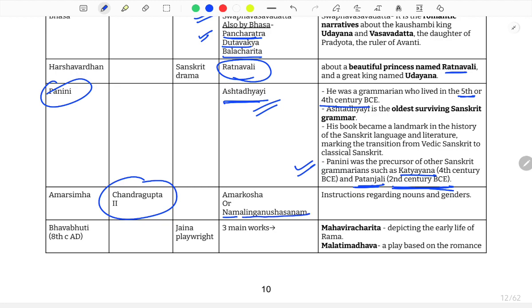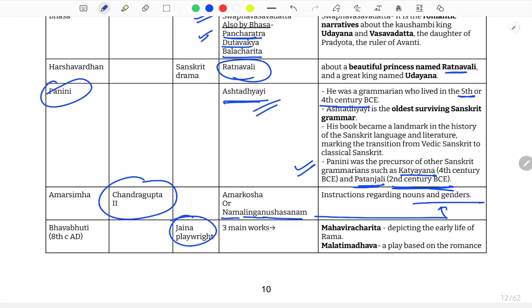Linganushasanam or Amar Kosha. What is this? Instructions regarding nouns and genders. Nama Linganushasanam. So nouns and genders, okay.